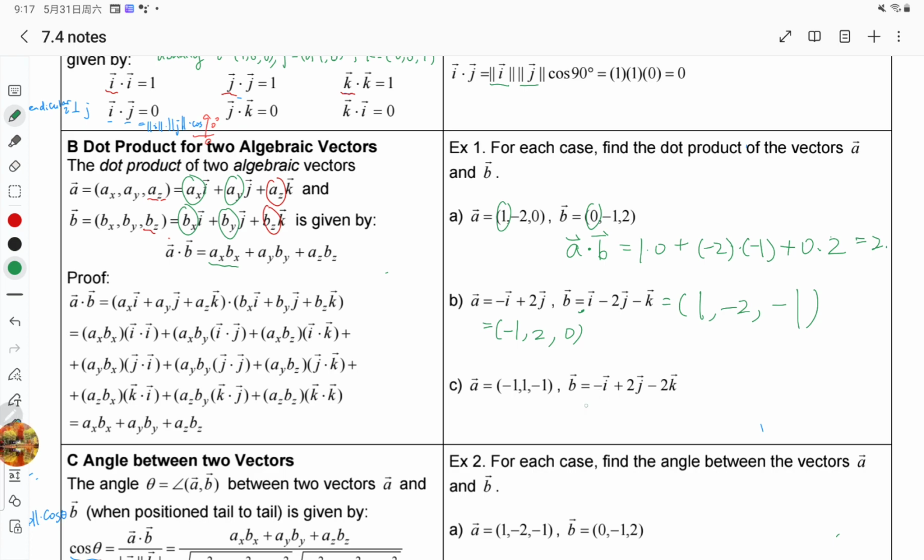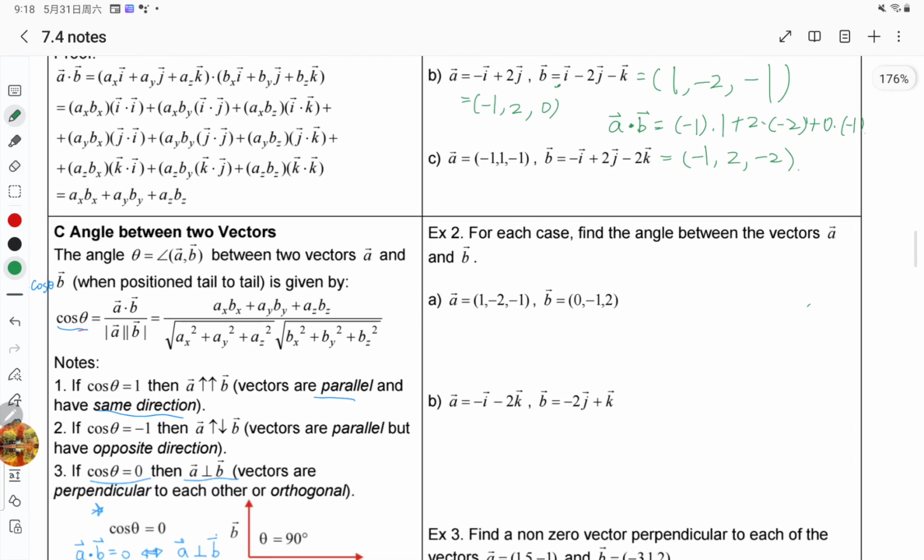Okay, and then here it is also -1, and then 2, and then -2. Okay, so I can write down maybe for the second one, B, if you want to see it, just -1 times 1, and then plus 2 times -2, the y scalars, and then the z scalars, 0 times -1. Okay.